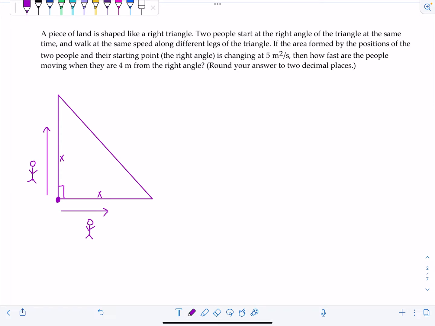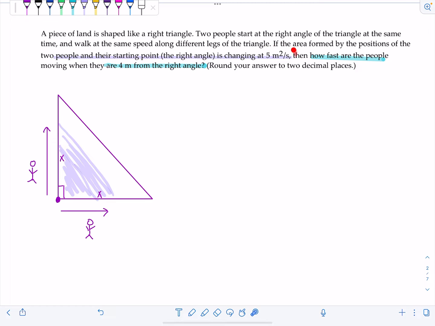Okay, if the area formed by the positions of the 2 people and their starting point, so the area formed by these 2 people, wherever they may be, it's going to change. Like at one moment, this is the area. Then at the next moment, that's the area. That area, the rate of change is 5 meters squared per second. Then how fast are the people moving when they are 4 meters from the right angle? Round your answer to 2 decimal places.